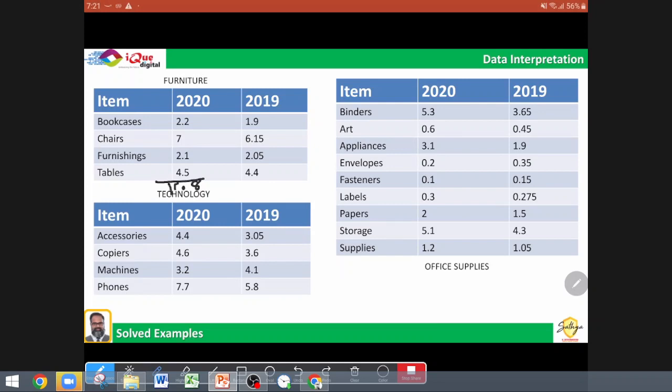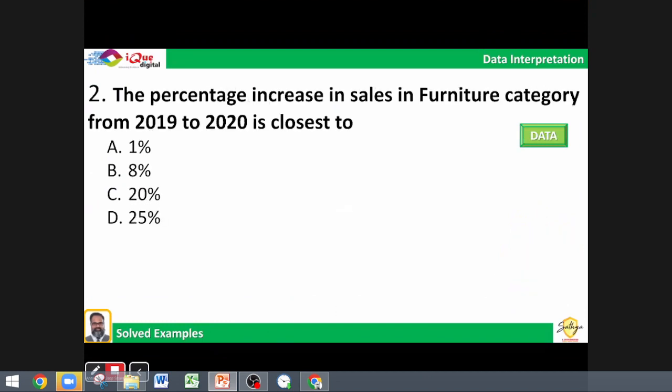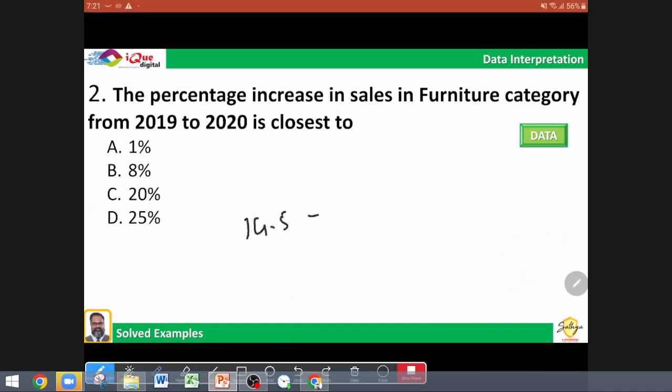Add up all these. So in this case, I get my total as 15.8. And the next category I can add up, I get 14.5. So 14.5 say 15.8 is what sort of an increase is all I needed to calculate. So from 14.5 to 15.8, the difference is 1.3.